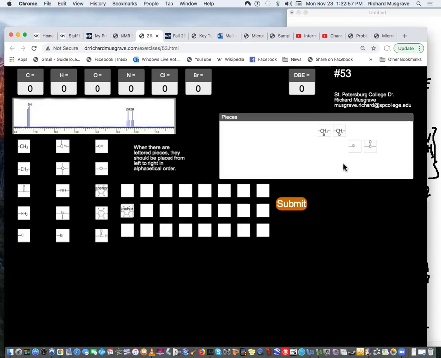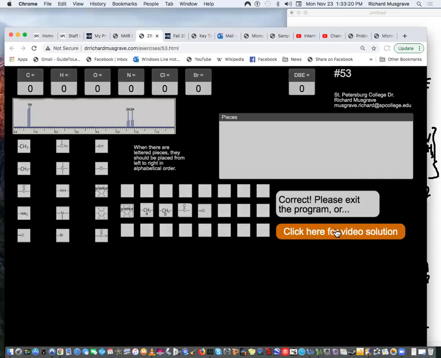And then we have to put this together in such a way that it's coherent. The two CH2s have to go together because they both have 3 peaks. It also says that leaded pieces need to be in alphabetical order, left to right. So I have to put the A here and the B here. And the only way I can really set this up is to put a C double bond O over here and a Cl over here, and then it's done. Now, if you had doubts about how you got that, then you can watch the video solution as well.